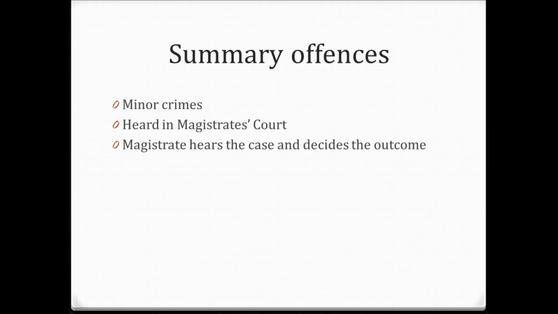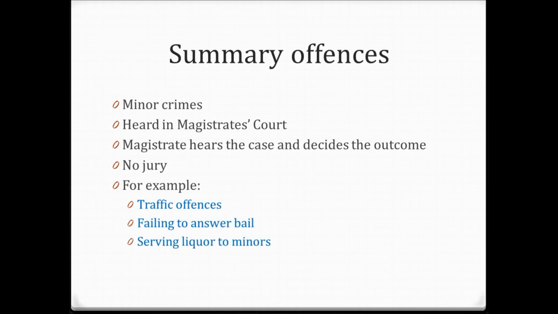Firstly, summary offences, they're just minor crimes. They're heard in the magistrate's court. The magistrate hears the case and determines the outcome. There's no jury, so the magistrate determines whether the person is guilty or not, and they decide the sentence as well. Summary offences can include traffic offences, failing to answer bail, serving liquor to minors, or breaching a subordinate or a local law.